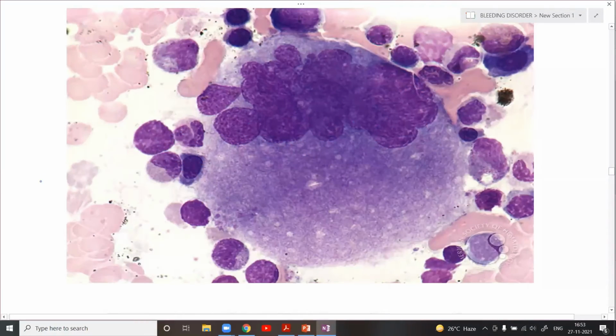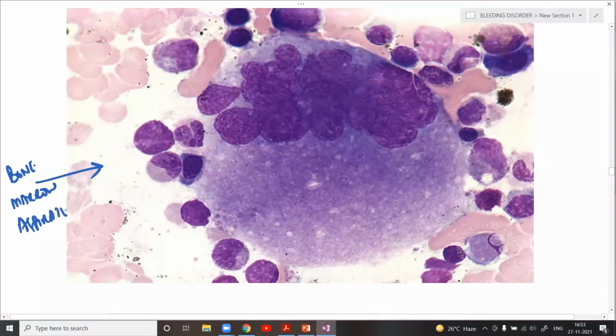What is this? First of all, tell me, what is this sample that I have shown you? Yes, what is this sample? It is a bone marrow aspirate.